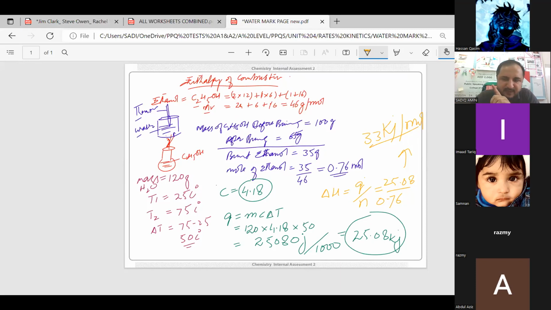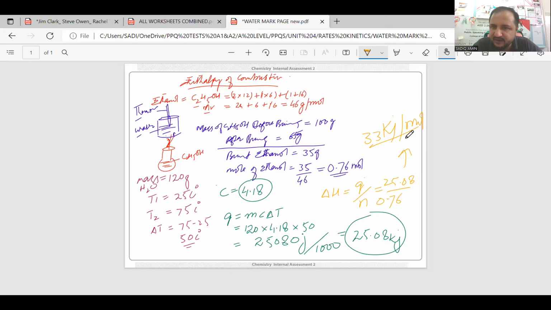See, step number 1 is to find out the joules. And then divide it, and you need to have the reason for it. Why are you dividing by 1,000? Because you're finding it in kilojoules. The demand is in kilojoules. The unit is in kilojoules per mole, not in joules per mole. The final answer should be in kilojoules per mole. You see the final answer, what did I write? 33 kilojoules per mole. That's the final answer.